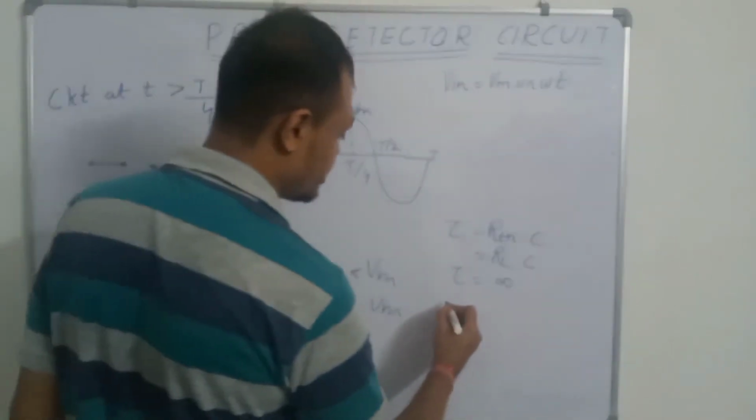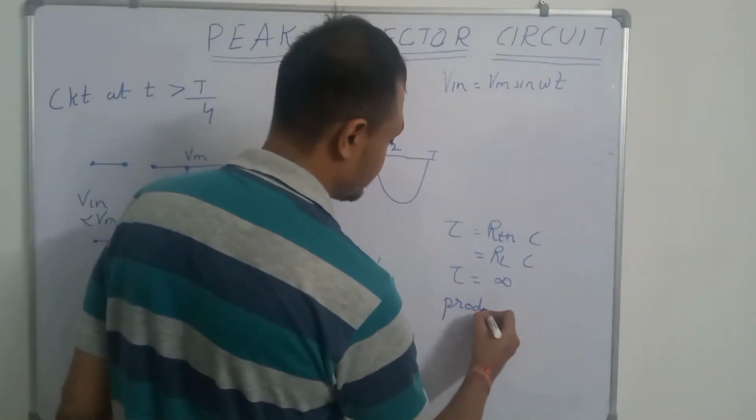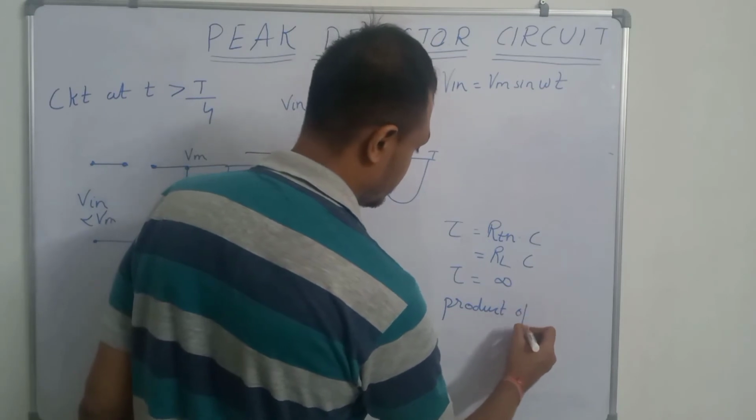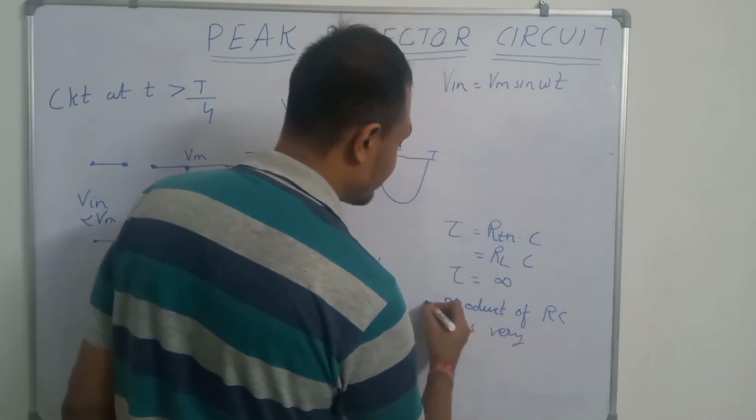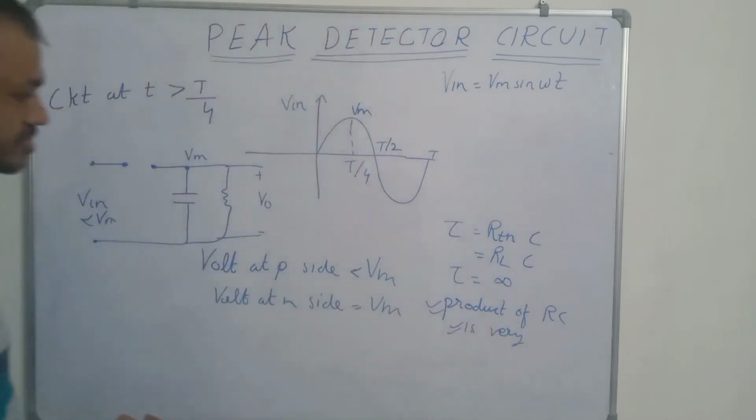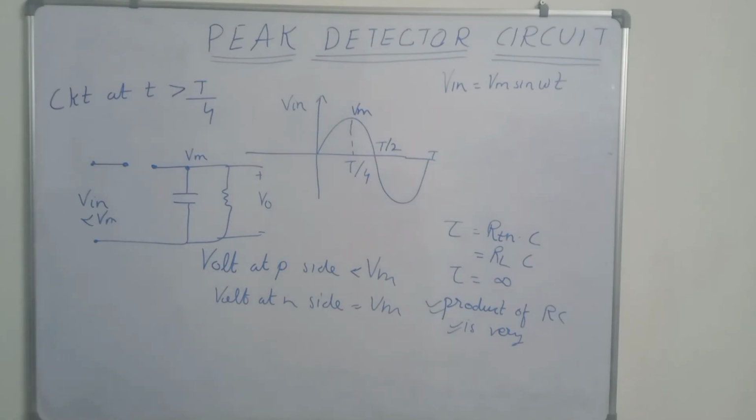And we have assumed that the product RC is very large compared to the time period of the input voltage waveform. So the capacitor cannot discharge because RC is very large, and Vin will remain below or equal to Vm.